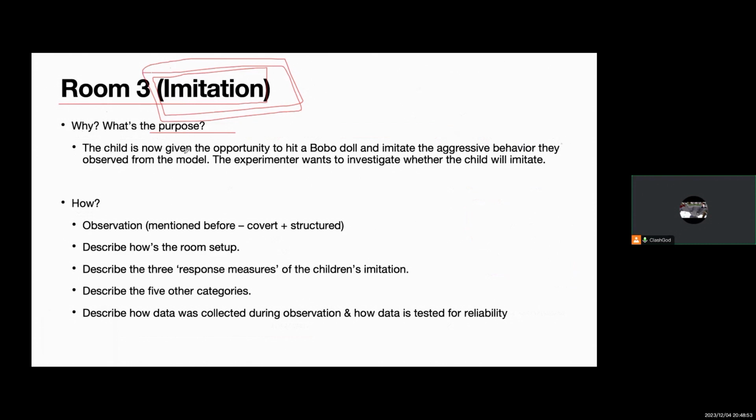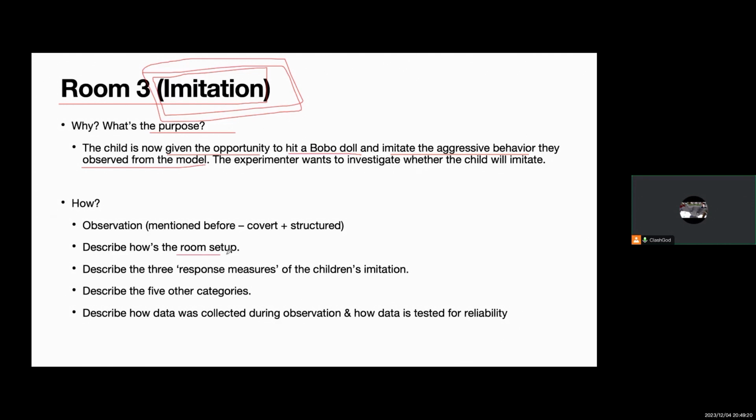So in room 3, the child is now finally given the opportunity to hit a bobo doll and imitate the aggressive behavior they observed from the mother. How will this be done? The how includes a lot of steps, as you can see here, 5 different sections. We're going to walk through each of them, and I'm going to briefly explain why each one is necessary.